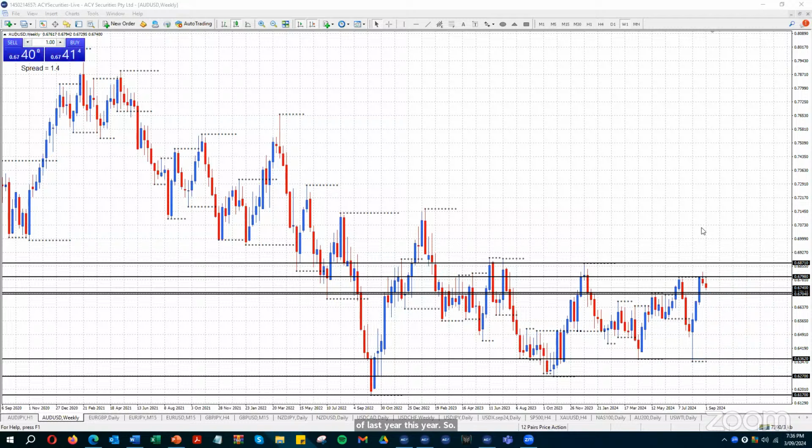We could move higher because I know the RBA is saying we're not going to cut interest rates this year, but our interest rates are lower than the US. So even if the US cuts interest rates, they're not going to be lower than ours. They're still going to be above ours. So we could still remain very range bound, or have a week down.